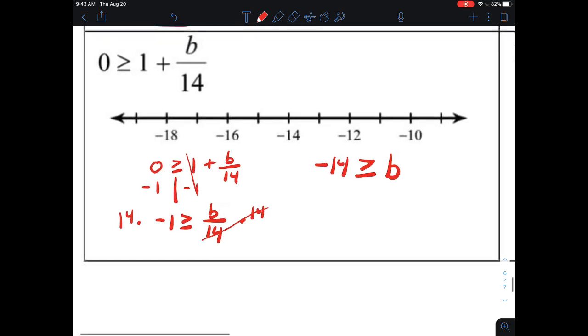So here we go to negative 14. Solid circle because we have a line under the inequality sign saying to include it. B is on the pointed side of the inequality, so I shade towards smaller values.